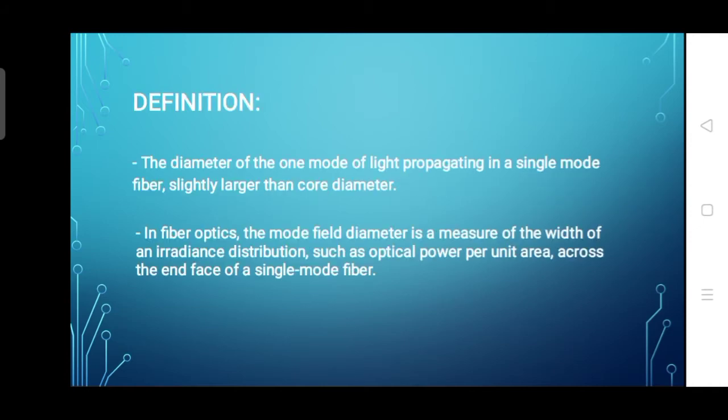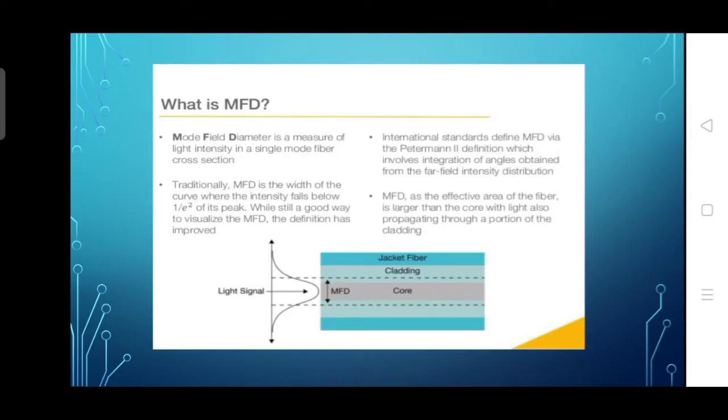So mode field diameter or MFD. MFD is the diameter of the one mode of light propagating in a single mode fiber, slightly larger than the core diameter. In fiber optics, the mode field diameter is a measure of the width of an irradiance distribution, such as optical power per unit area across the end face of a single mode fiber. So what is an MFD? Mode field diameter is a measure of light intensity in a single mode fiber cross-section.